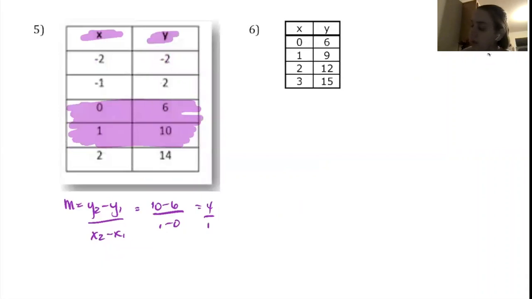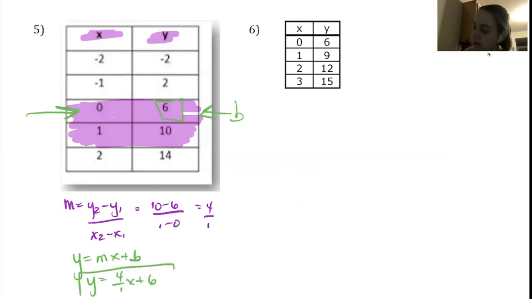So if we do y equals mx plus b, again, I see a 0 in the x column, so your b is right there. Your b is 6. So y equals 4 over 1x plus 6.